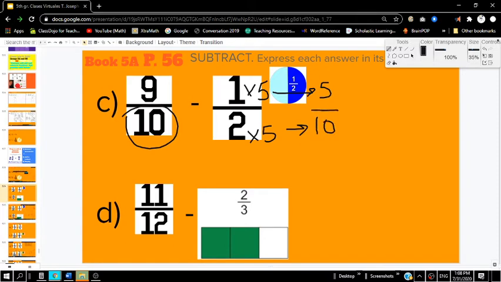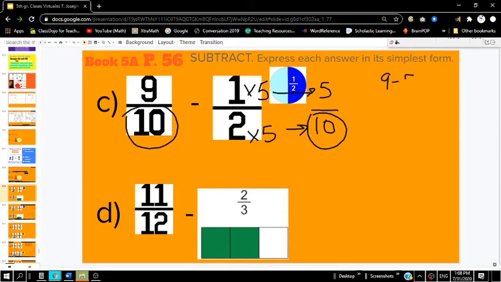All right, now I have my denominators for both problems the same. What I can do is just subtract like normal. 9 minus 5 equals 4. And our denominator stays the same, 10. However, 4/10 is not simple. So how do we simplify that fraction?